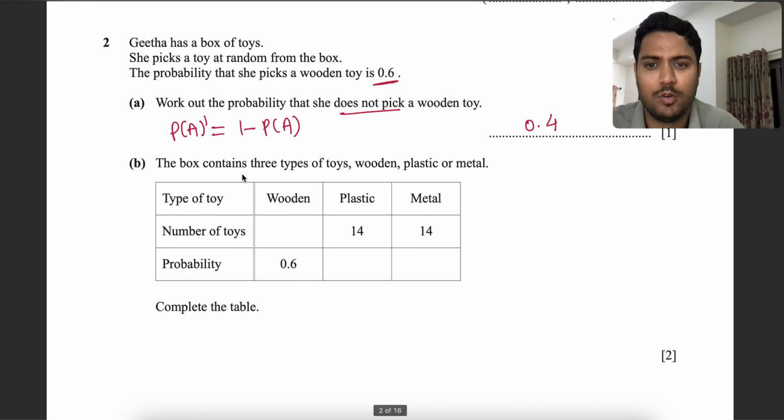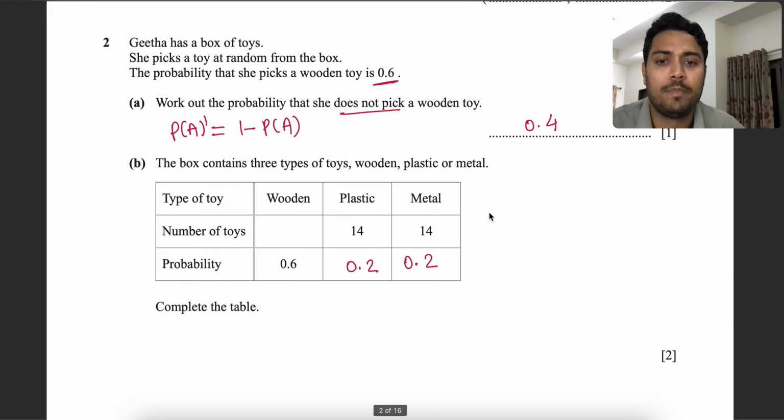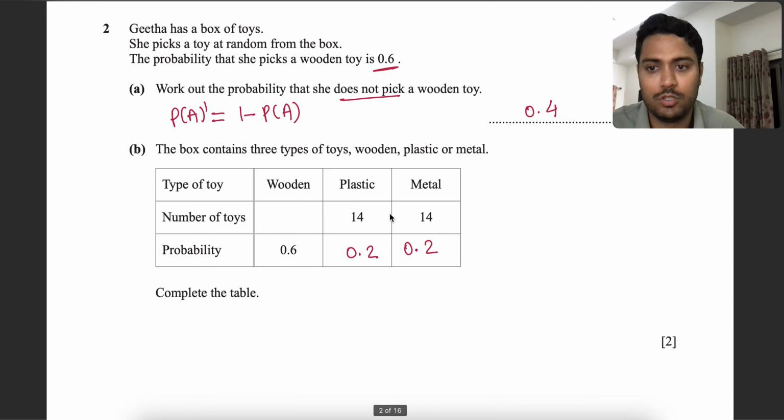Moving on to part B, it says the box contains 3 types of toys: wooden, plastic, or metal. The number of toys for plastic and metal, which are equal, is given to us as 14, and the probability of wooden is given to us, that is 0.6. So the probability of plastic and metal is also going to be the same, so that is 0.2 and 0.2. We have to find the number of wooden toys. For that, we don't know the total number of toys here. So first we have to find the total number of toys.